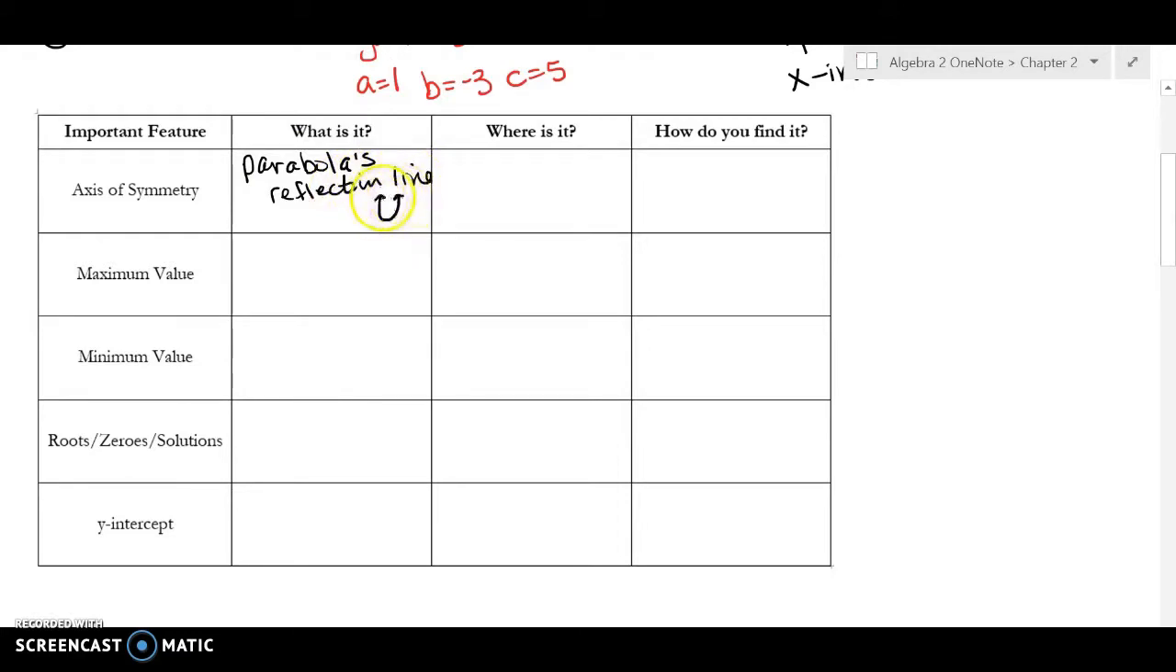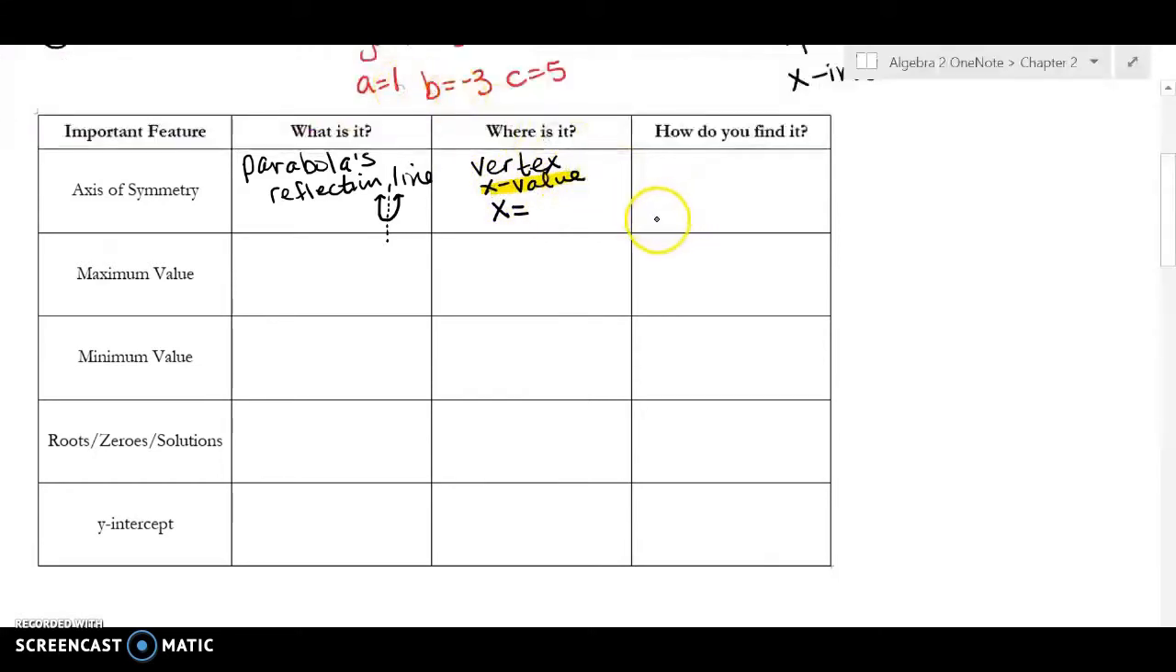She's a little loud. And so there's my parabola, and then it folds down my reflection line, and that's the axis of symmetry. Okay, the axis of symmetry is from the vertex, and it's x equals whatever the x value is. So it's the x value of the vertex, and you have to remember it's x equals. Let's maybe highlight that as the x value of the vertex.